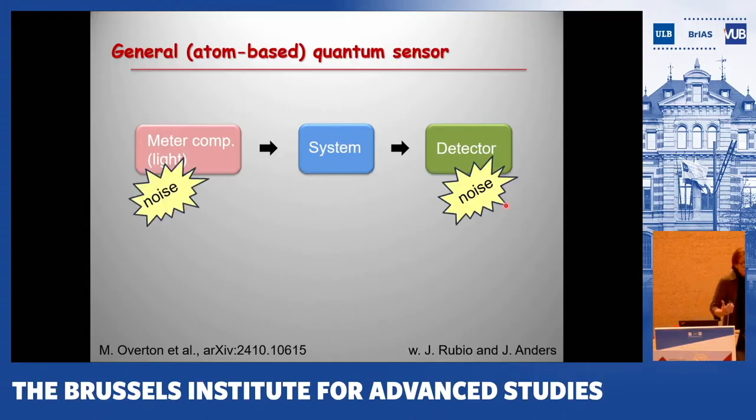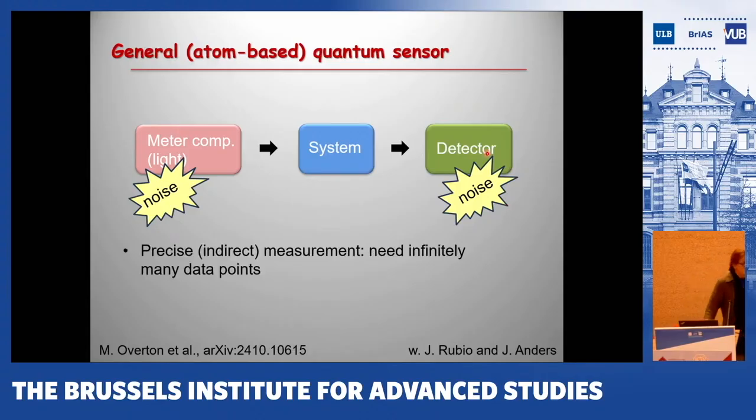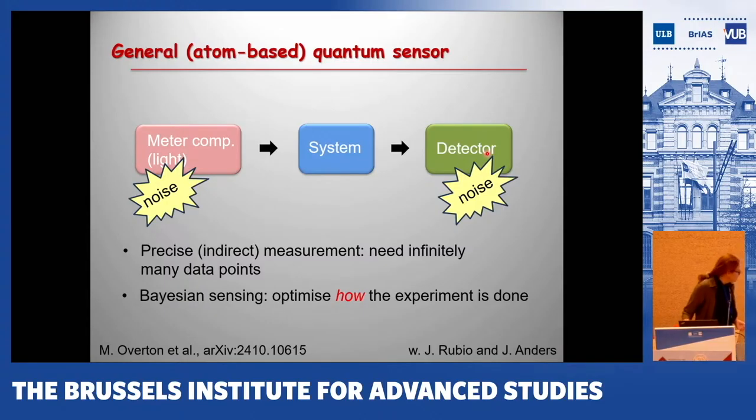Now we have noise in both components, in the meter and in the detector, and that is of course not great. But we know we can still get infinitely precise measurements if we take infinitely many measurements. That is not convenient, right? We have to take many, it takes a long time, and we can only get finite precision. An alternative approach is to use Bayesian techniques to optimize how the measurement is done.